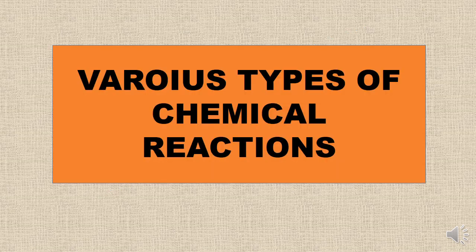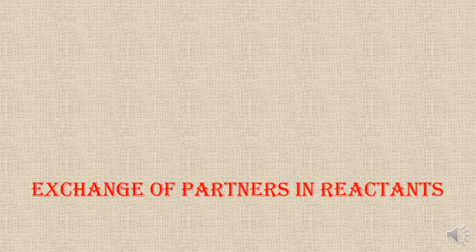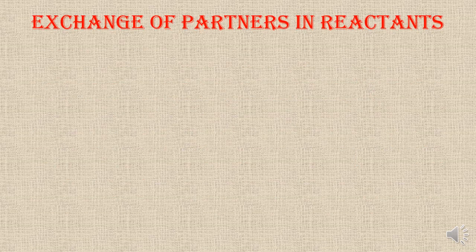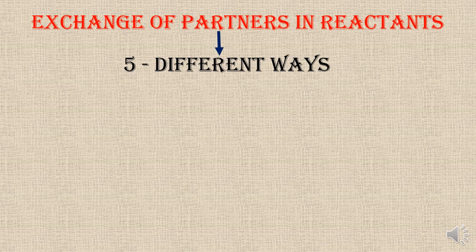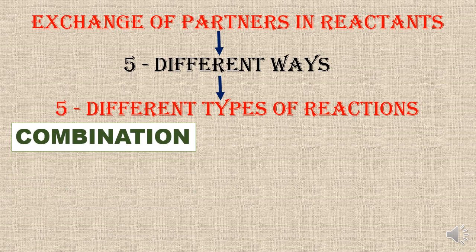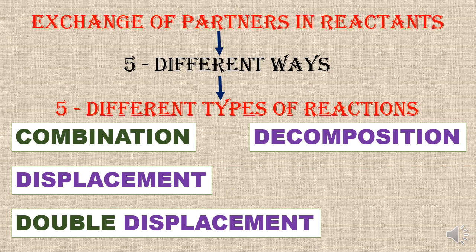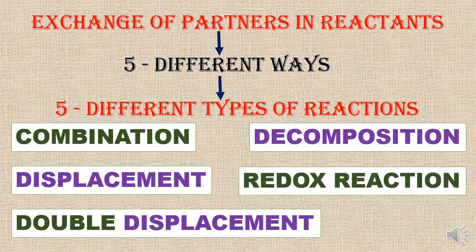Today's video is on the types of chemical reactions. So, let's begin. In our previous videos, we have understood that chemical reactions involve simply the exchange of partners in the reactants to form products. Such exchange of partners in the chemical reaction takes place mainly in 5 different ways. This results in the 5 types of chemical reactions: combination, decomposition, displacement, which is also called simple displacement reaction, double displacement, and the last one is redox reaction.